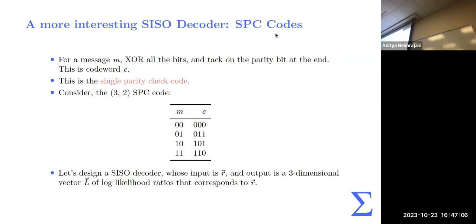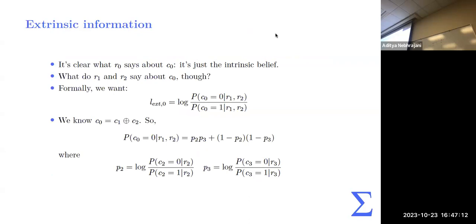Cool. So let's try to design a soft-in soft-out decoder. Now I warn you, this is a little painful mathematically, but we can still do it. We already know what the intrinsic part is, right? It's just the same for all BPSK. But what do R1 and R2 say about C0? That's the real question. So what we want is the extrinsic likelihood ratio of L0. That's what that represents. That's the probability that C0 is 0 given some R1 and R2, divided by the probability it's 1 given R1 and R2, right? So this is really the extrinsic information.